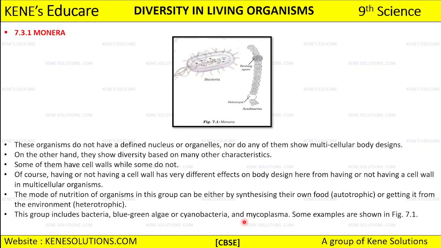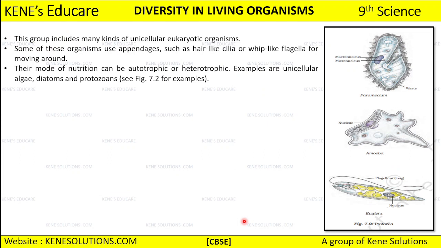Now it is very much important that for all the five kingdoms that we are studying, you should know at least five examples of each kingdom. And when it comes to divisions and phyla, you should know at least 2 to 3 examples of organisms which are included. Okay, now the second group that we have is kingdom Protista.